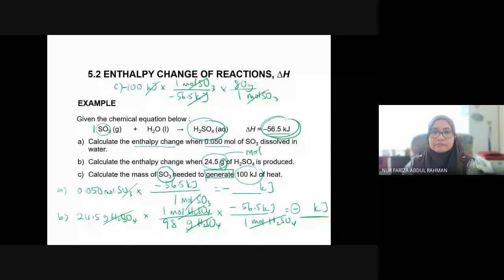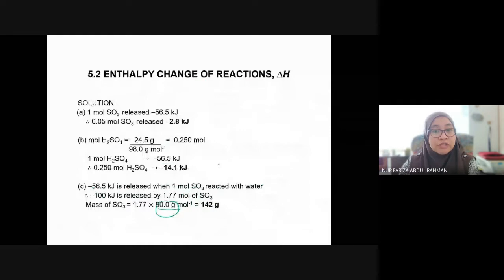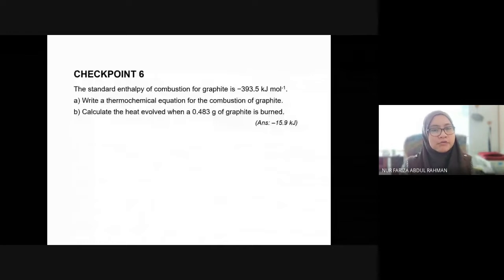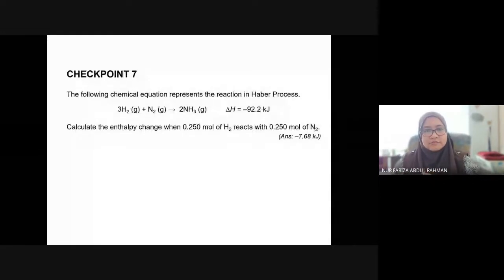Gram of SO3. Do you see? It is just stoichiometry. Nothing new. The only new thing is the heat, the enthalpy change. That is all. Stoichiometry is still the same stoichiometry that we learned during our school time. Same thing. If you use the conventional method, make sure that you include the unit again. Unit. Maybe you can try out checkpoint 6. Try checkpoint 6 and 7, guys.